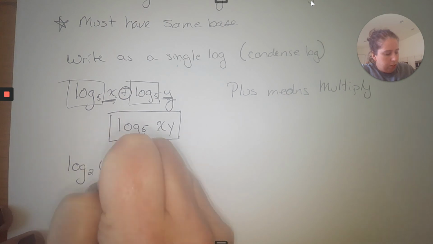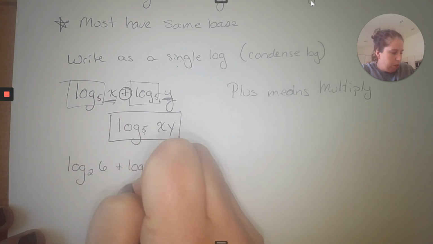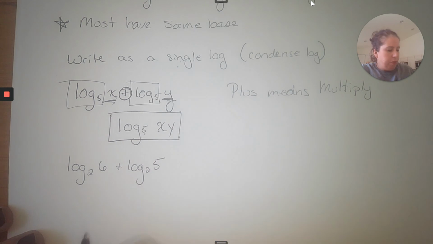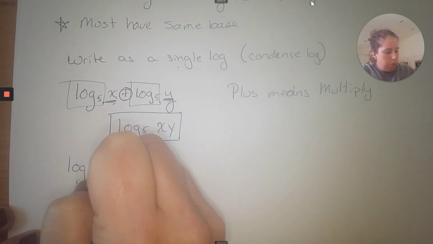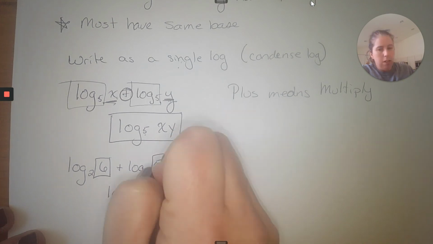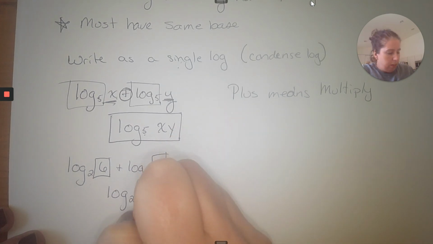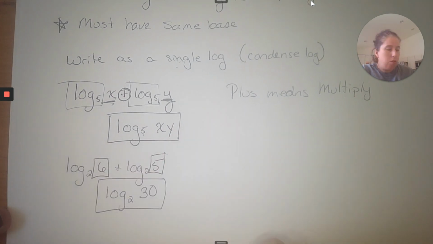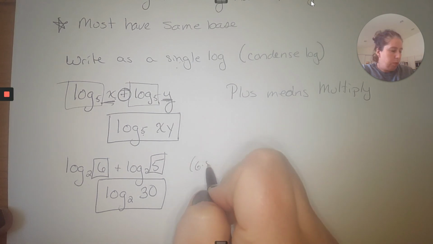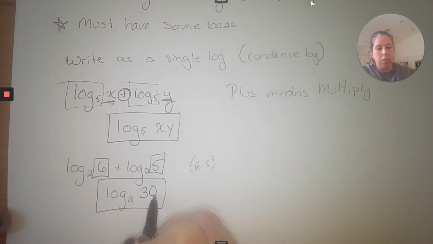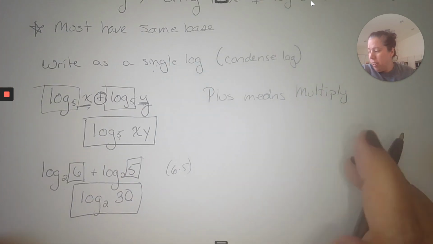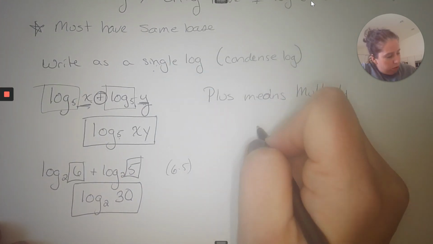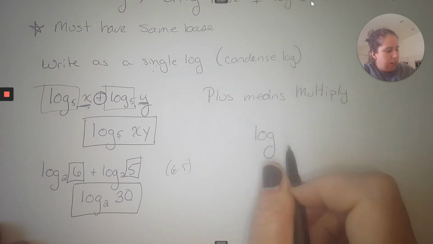All right, so if I give you one with numbers, let's go log base 2 of 6 plus log base 2 of 5. They're the same base, right? So we're going to just go log base 2, and then we're going to multiply these. 6 times 5, and that's going to give me 30. So that's how I got 30. And for right now, that's pretty much it. All right, so just give you one more try. And remember, guys, they got to have the same base.